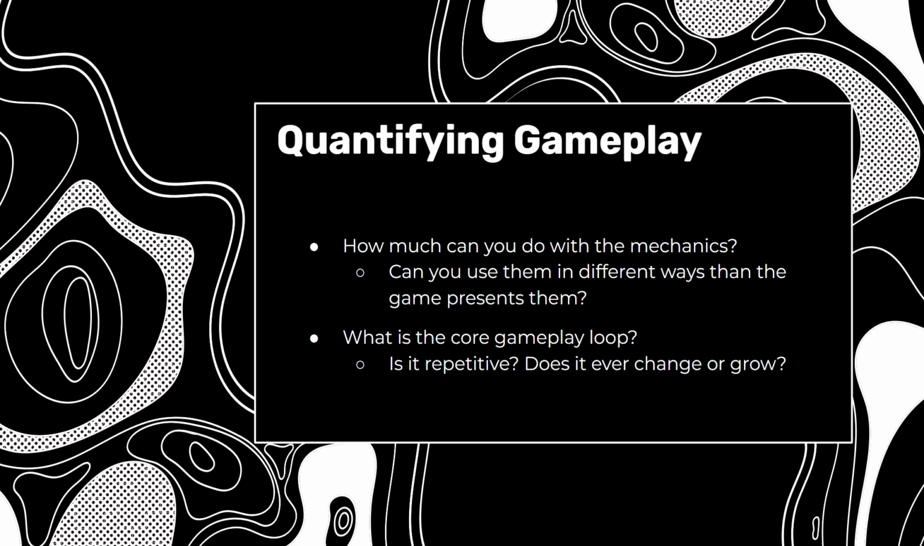And the other way is, what is the core gameplay loop? Does this loop grow with the player? Is it repetitive? For example, in Slender: The Eight Pages, that game has a very tight core gameplay loop that is extremely repetitive. There's a bunch of different locations you can visit that are randomly generated in a map. You go to one of those areas, you look for a page. If it's there, you take it. If it's not, you move on to the next area.